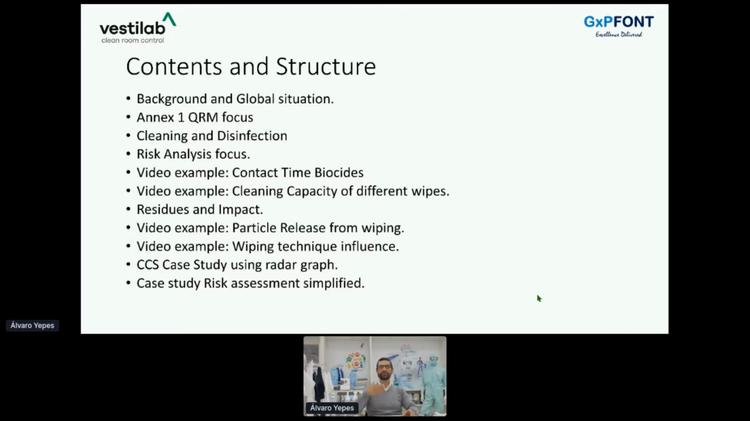Afterwards, we will be doing some video examples that we hope you can see clearly. It depends a lot on the internet connection, but hopefully you will be able to see the details. After that, we will get into 2 short or reduced case studies. The first one is the contamination control strategy. And finally, a reduced version of EMEA applied to particle contamination in vials.